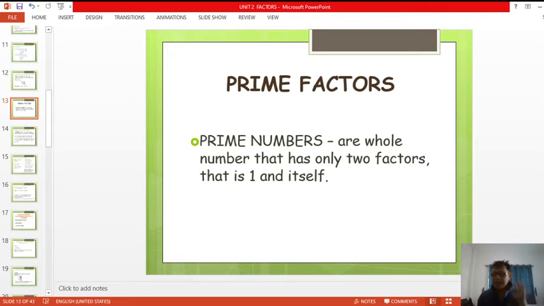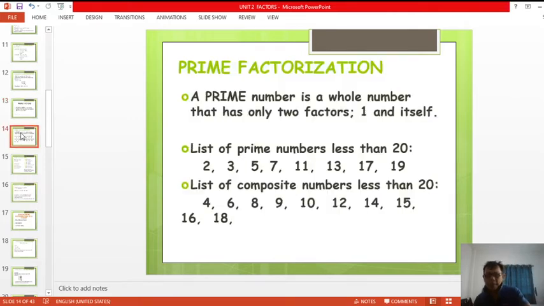Again, prime numbers are whole numbers that have only two factors, that is 1 and itself. Let me illustrate more so that you'll understand better. Here, we're going to learn about prime factorization, so it's really very important to know about prime numbers.